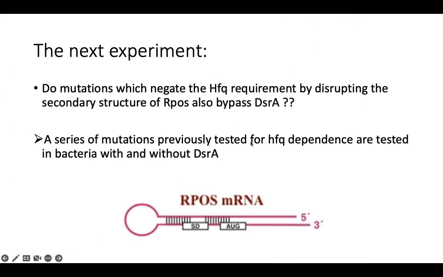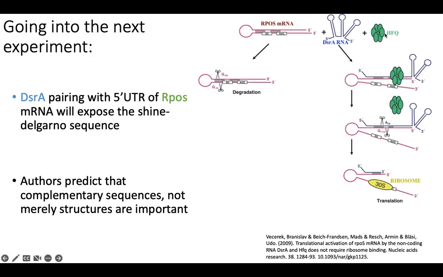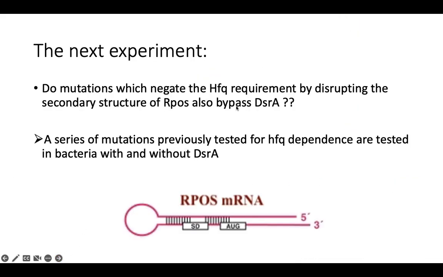Now, for our next experiment, what do we want to learn? Do mutations which negate the HFQ requirement by disrupting the secondary structure of rpoS also bypass the DsrA requirement? So let's go back and figure out what that actually means. Our authors already knew that you could bypass the need for this little protein here by modifying this mRNA so that it's just open all the time. So we're wondering, do those exact same mutations also bypass the need for DsrA?